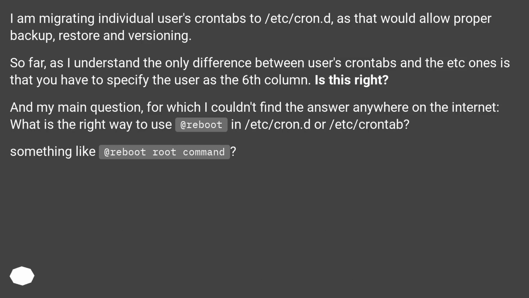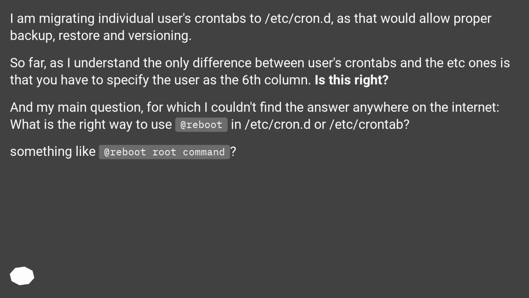I am migrating individual users' crontabs to /etc/cron.d, as that would allow proper backup, restore and versioning. So far, as I understand, the only difference between users' crontabs and the /etc ones is that you have to specify the user as the sixth column. Is this right? And my main question, for which I couldn't find the answer anywhere on the internet.